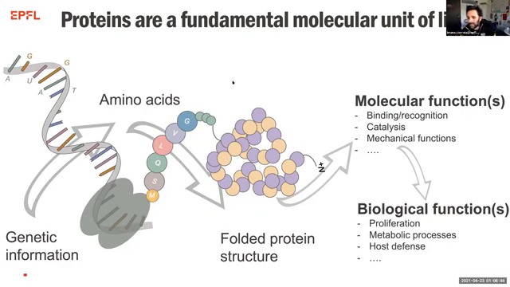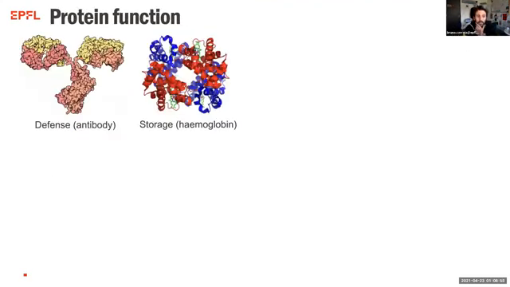They can do catalysis, so chemistry. They can do mechanical functions. They can do binding and recognition, and they really control all the types of cellular and organismal behaviors that we have. Okay, some ideas about protein function.